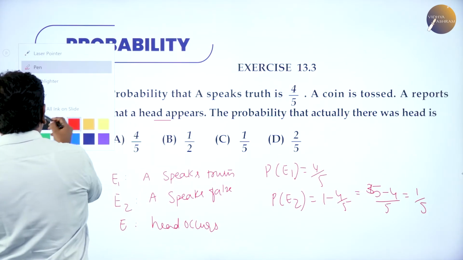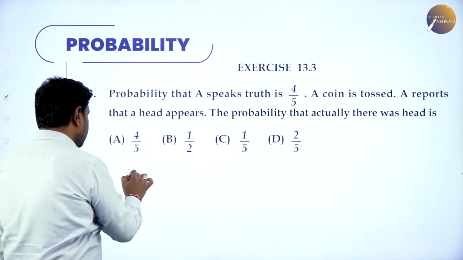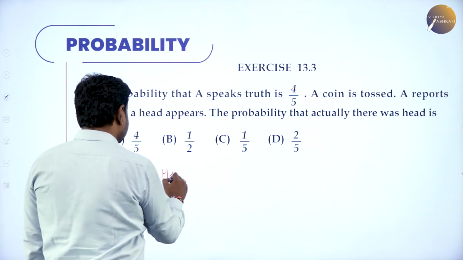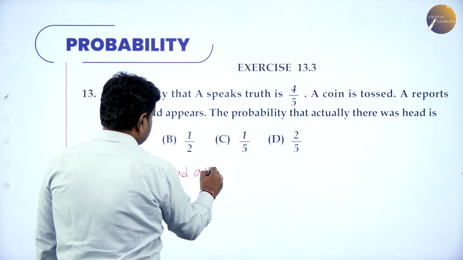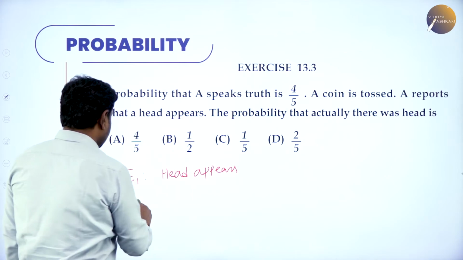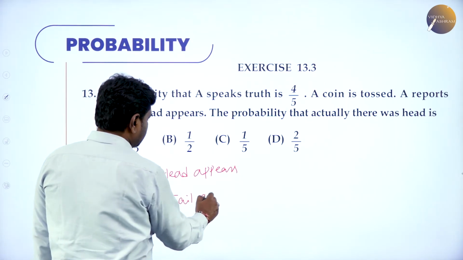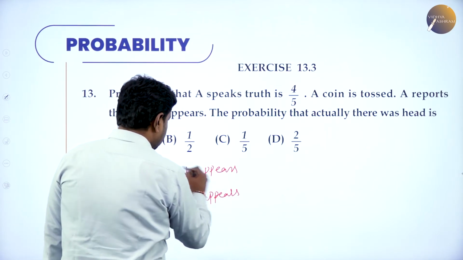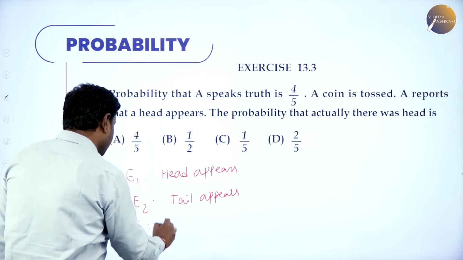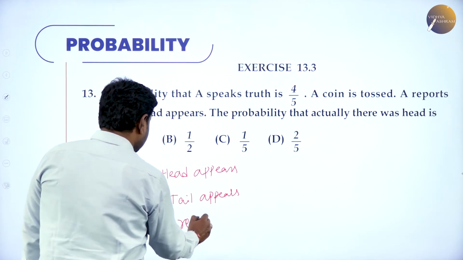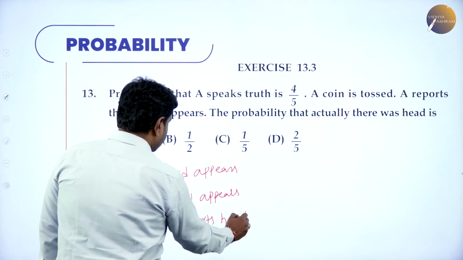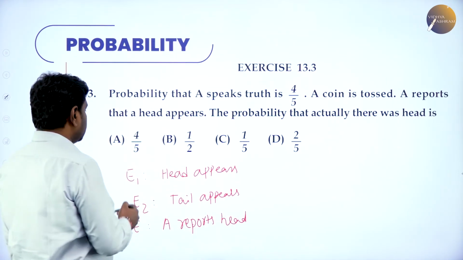Or we can define it in a different way. So I will define the events like this. E1: head occurs, head appears, and E2: tail appears, means head does not appear. That's it. Now E is: A reports head. Fine. So now coming to the formulas.